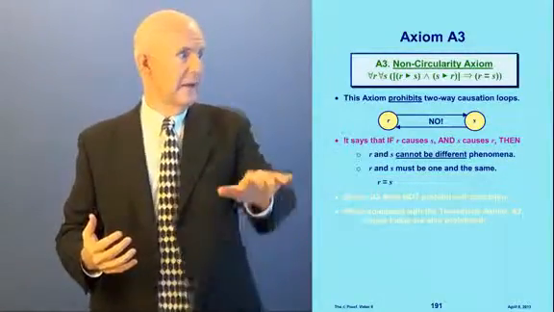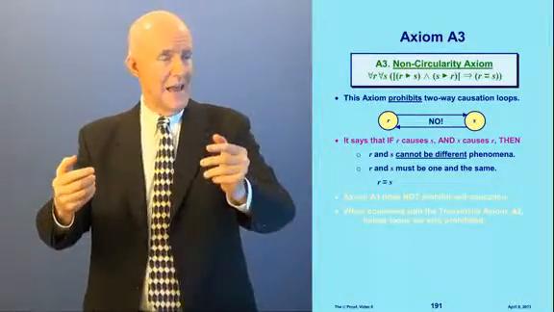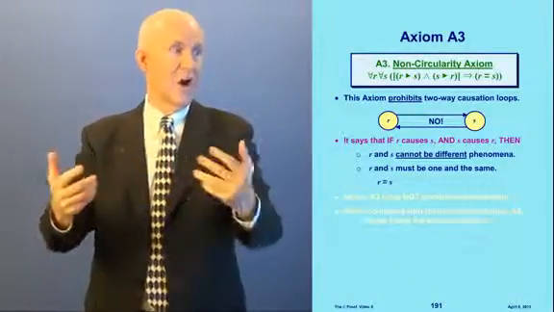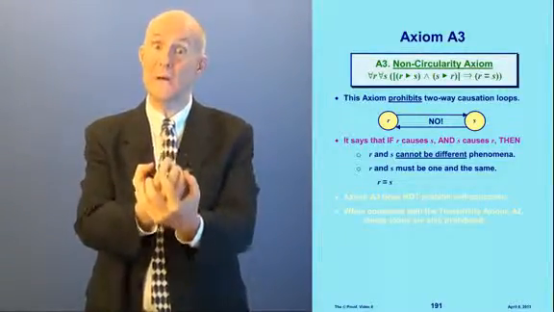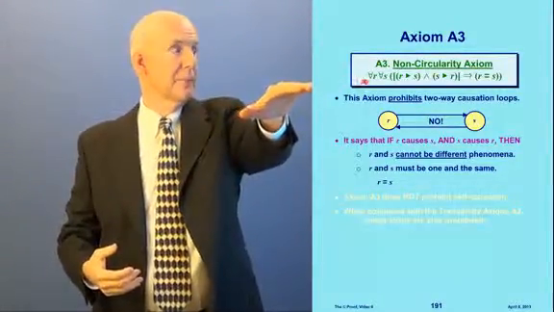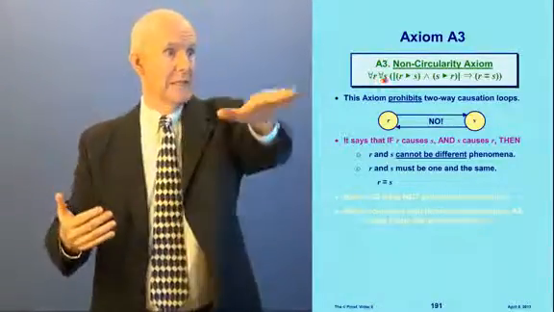So what does this say? It says that if R causes S and S causes R, then they cannot be different. They have to be one and the same. They have to be equal. So now let's look at the logic up here. I have two universal quantifiers. I have for all R, for all S.